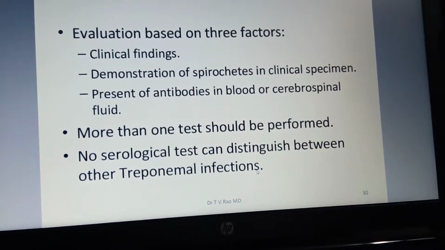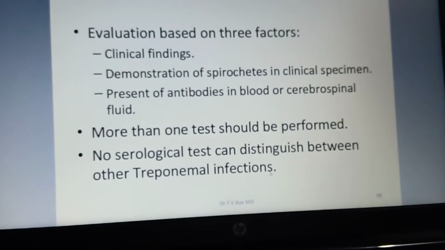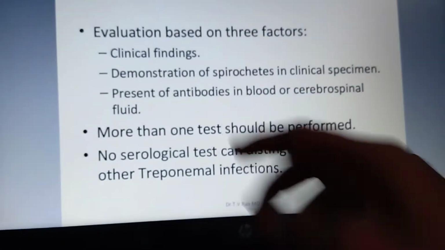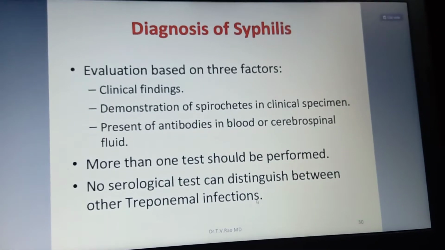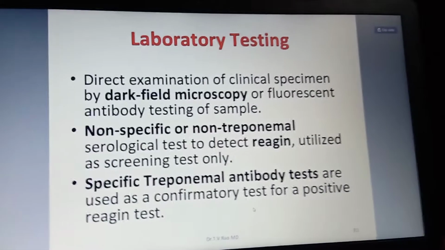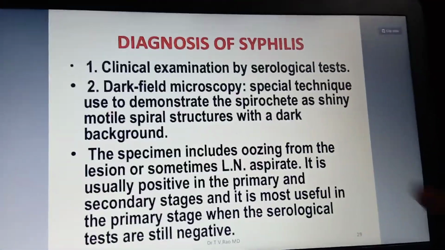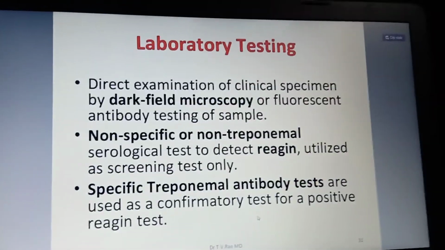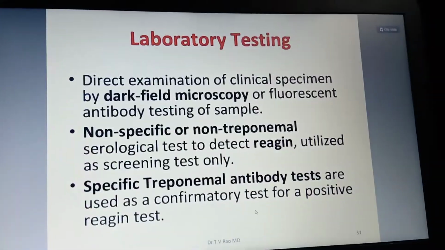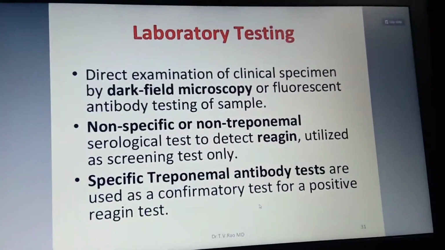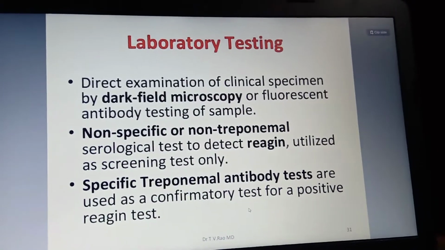If we do not do the serological test, we cannot find the Treponema pallidum infection. With the serological test only can we easily identify Treponema pallidum. Some of the microscopic pictures: the first picture is the dark field microscope, and the second shows the fluorescent antibody test of the sample. Also, in the serological test, specific treponemal antibody tests detect the antibodies in the samples.